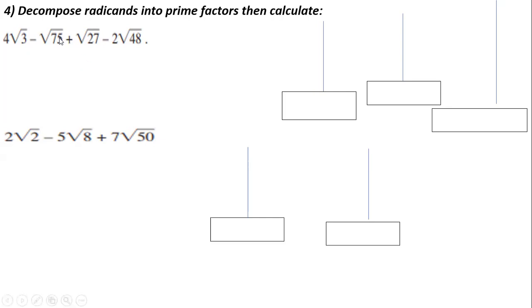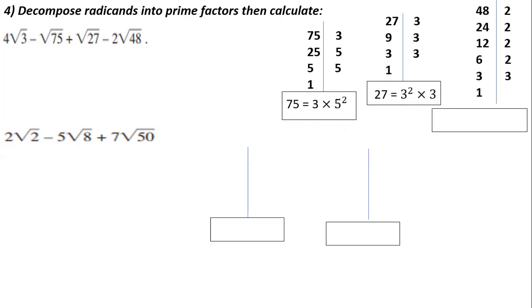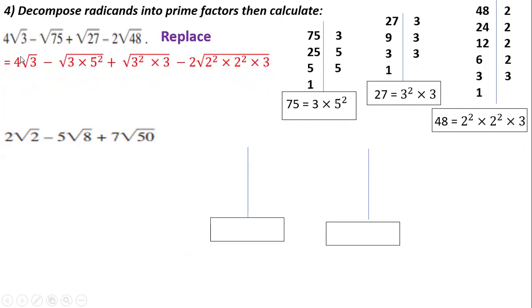75 cannot be written as a perfect square, so I should make the prime factorization of 75 and replace it. Do the prime factorization of 27 and the prime factorization of 48. So this is the prime factorization of 75. This is the prime factorization of 27, and this is the prime factorization of 48. Now I replace these prime factors. I leave 4 radical 3 as it is.